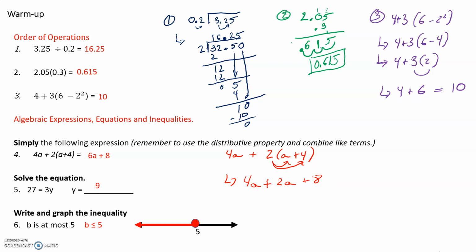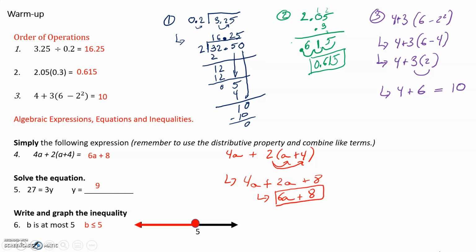All right, so I'm not quite finished because I have some like terms here. My like term in this expression is a. So I can combine that 4a and 2a, and that's going to get me 6a plus 8, and that is my answer.